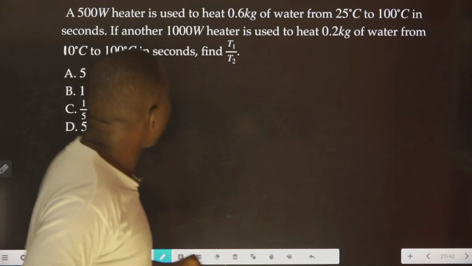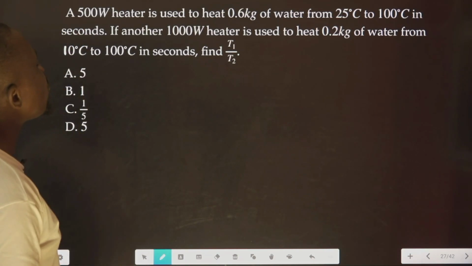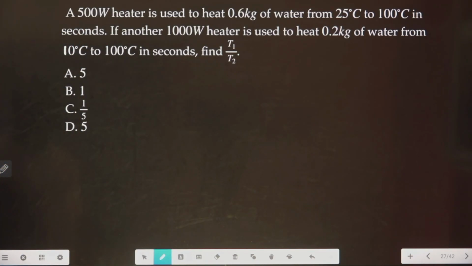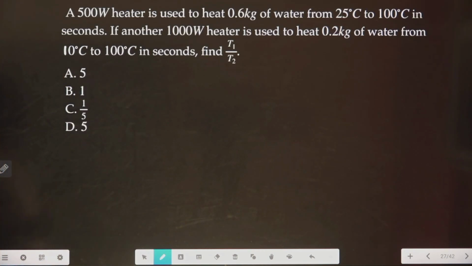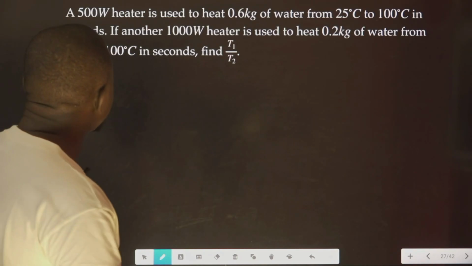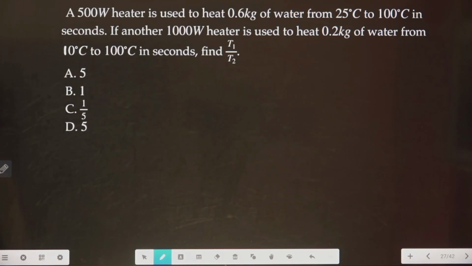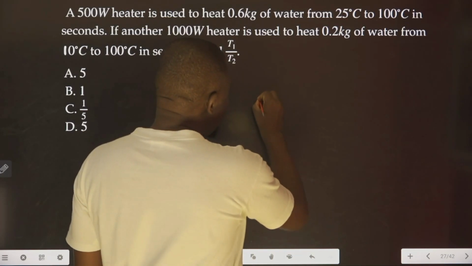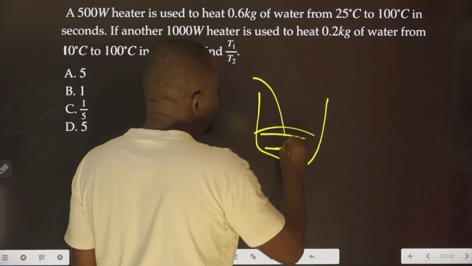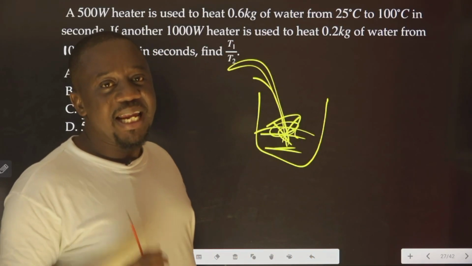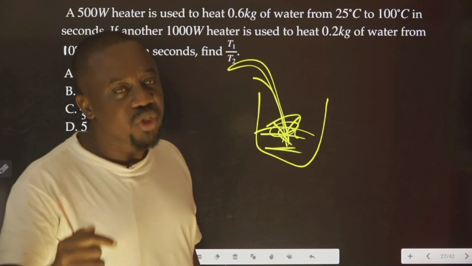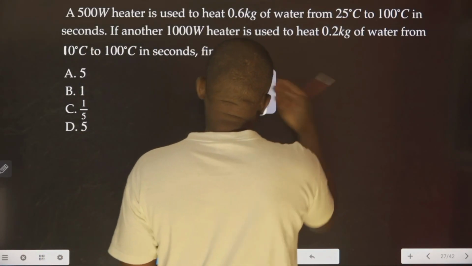Let's look at this. It says: a 500 watt heater is used to heat 0.6 kg of water from 25 degrees centigrade to 100 degrees centigrade in T1 seconds. If another 1000 watt heater is used to heat 0.2 kg of water from 10 degrees centigrade to 100 degrees centigrade in T2 seconds, find T1 over T2. What you should note here is that this is the water, okay? Whatever heater we put, what is happening is that the electrical energy is being converted to what? To heat energy.